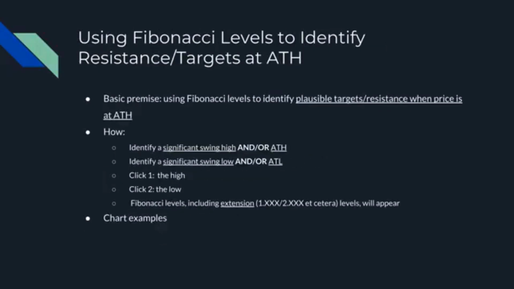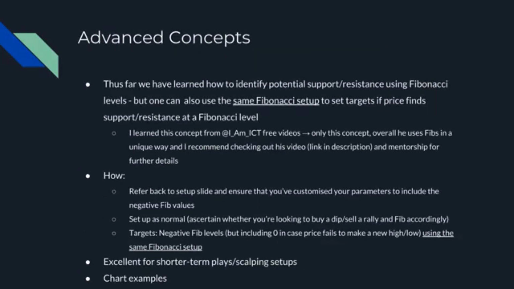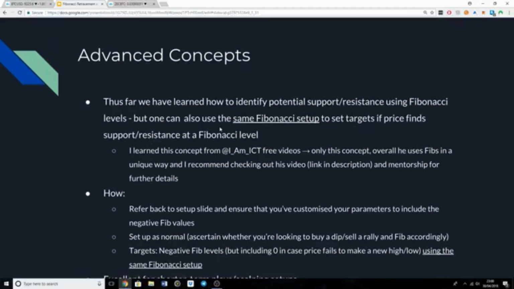So advanced concepts. What am I talking about here? Having just done that summary, it should now be obvious that thus far we've learned how to identify potential support resistance using Fibonacci levels. But one can also use the same Fibonacci setup, this bit is crucial, to set targets if price finds support resistance at a fib level.